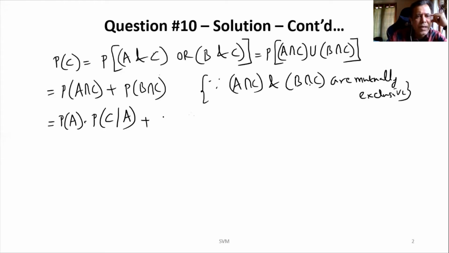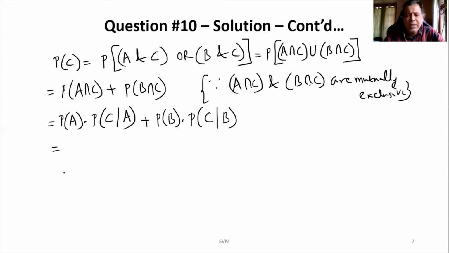Same way, B and C are also dependent because C will be affected by B. Whatever gets transferred, if it is B, it will increase the number of balls in box 2. Which one is going to happen first? Of course, B will happen first. So I will write probability of B multiplied by probability of C, given that B has already happened.